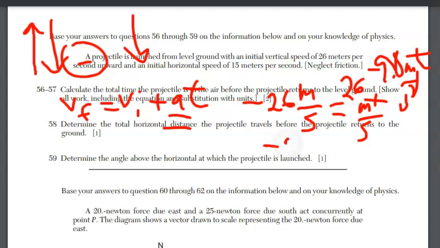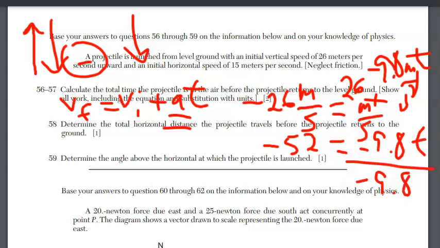I'm going to get negative 52 is equal to negative 9.8 times t. Now I'm going to divide both sides by negative 9.8. Of course, that will get rid of the negative sign, which we're not going to have with time. So it's just 52 divided by 9.8 or 9.81, and we get 5.3 seconds. And that's our answer.